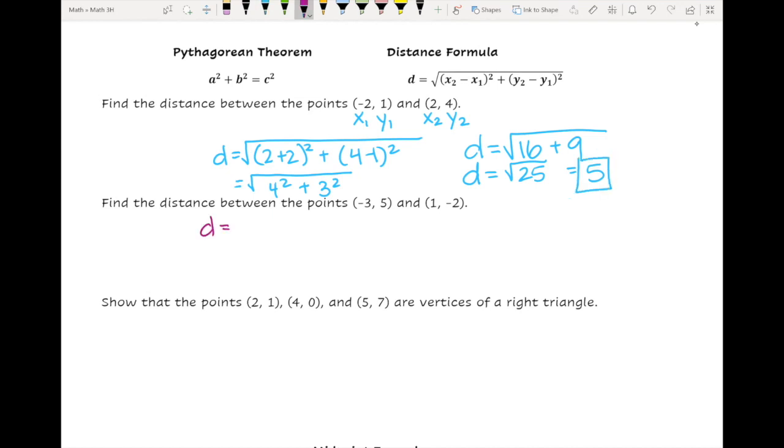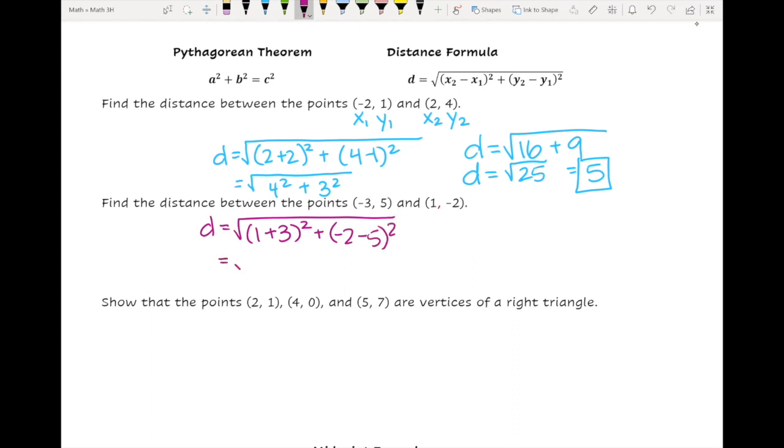The distance is a big old square root, x2 minus x1. My second x, which in this case is 1, minus x1, my first x, which is a negative 3. Since I have to subtract negative 3, it turns into plus 3, and it's all squared. Plus y2 minus y1, so negative 2 minus 5, all squared.